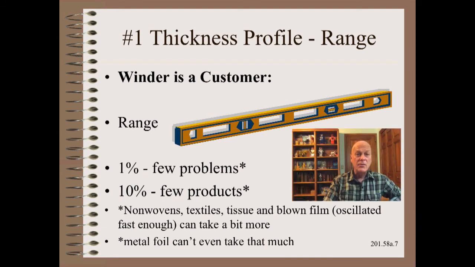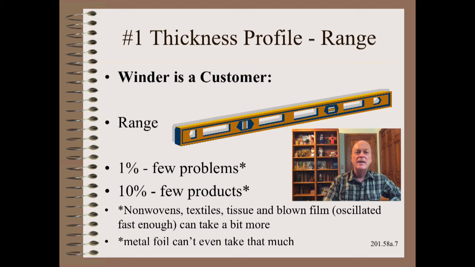If we are to wind without debilitating defects, the thickness profile must not exceed a certain amount. While that threshold of pain varies with the detail of the situation, the range is remarkably similar across a variety of chemistries and wound roll sizes. Roughly speaking, at a 1% variation, you will have few problems, and at 10% variation, you will have few customers.